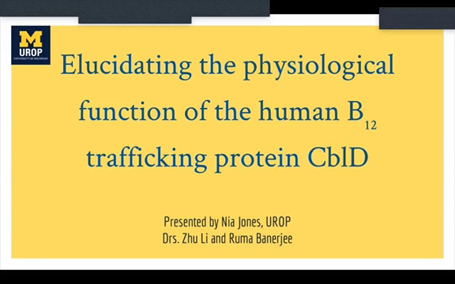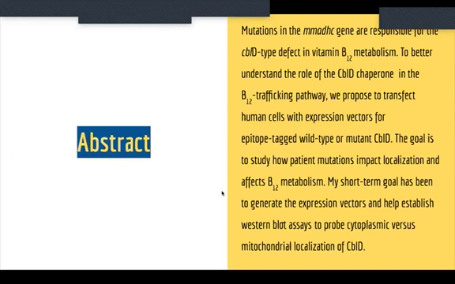To begin, the Banerjee Lab and I have been researching vitamin B12 defects present within humans. Mutations located in the MMADHC gene are responsible for the CBLD defect, which is a protein located in the vitamin B12 trafficking pathway. To better understand the role of CBLD in the pathway, we transfected human cells with expression vectors for epitope tagged wild type or mutant type CBLD. You will hear me refer to these tags as flag tags. The overall goal of this presentation is to study how patient mutations impact the localization and metabolism of B12. Using the generated expression vectors, I established Western blot assays to compare cytoplasmic versus mitochondrial localization of CBLD.